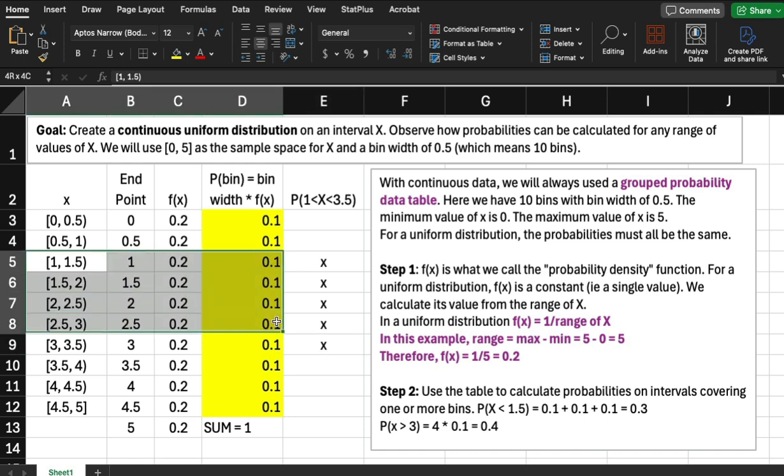But that pretty much covers all of what we really need to know about it, because then we're going to move on to the most famous continuous random variable of all, which is the normal distribution. All right? And I'll see you in the next video.